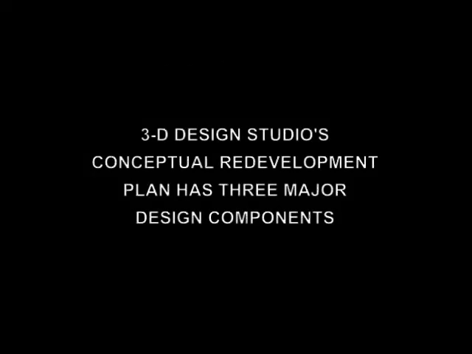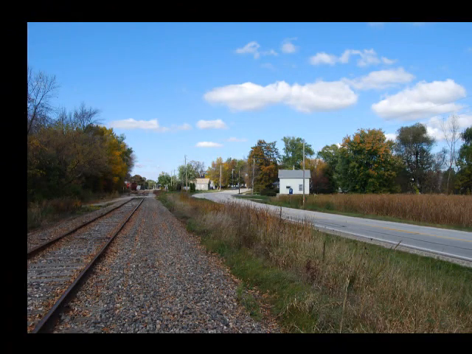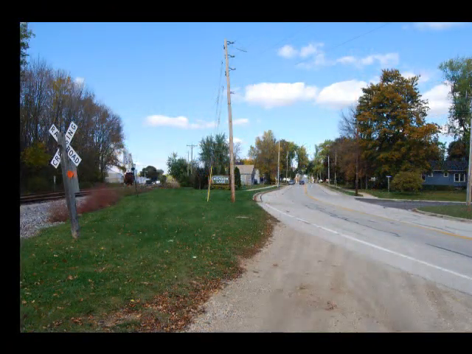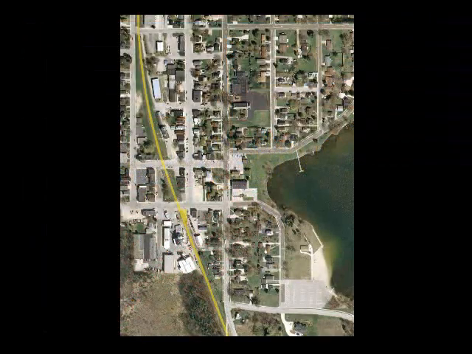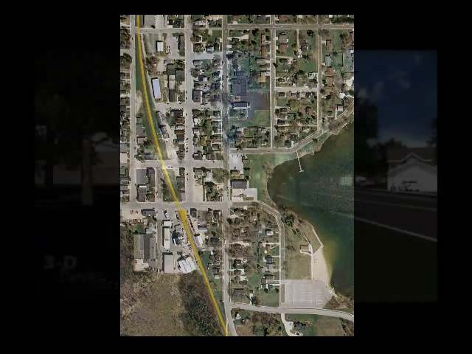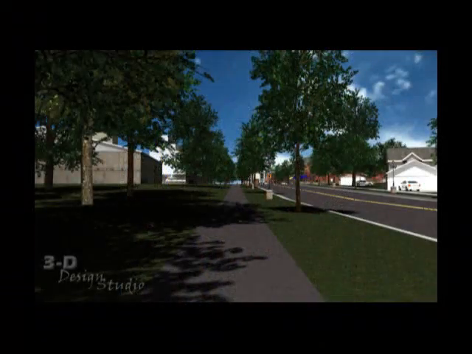3D Design Studio's conceptual redevelopment plan has three major design components. The first design component is to transform the railroad tracks that currently divide the town both physically and psychologically into a paved bicycle and walking path similar to neighboring communities.